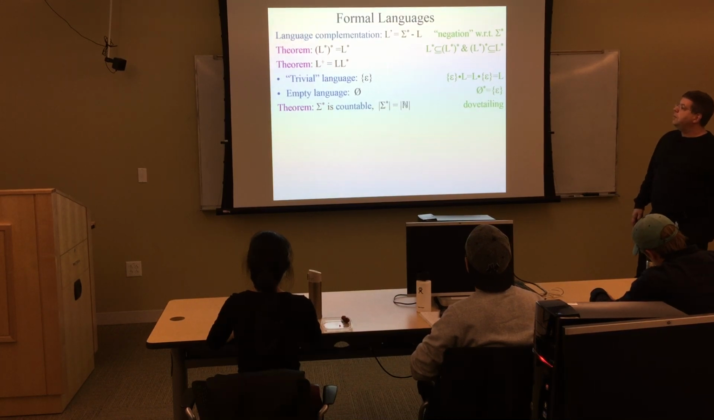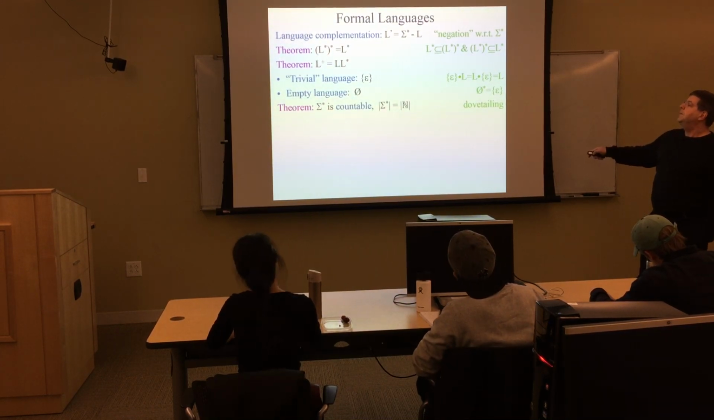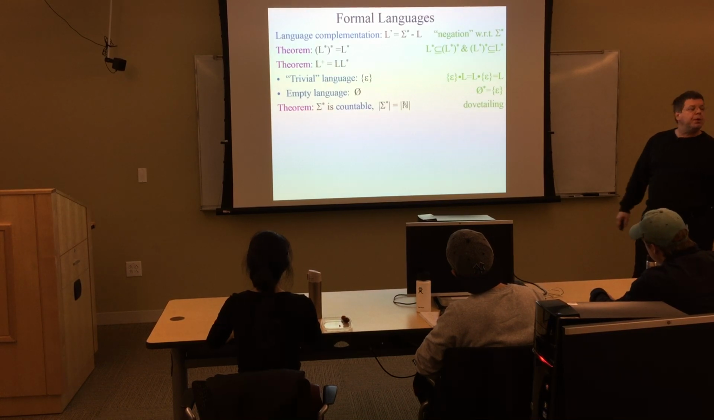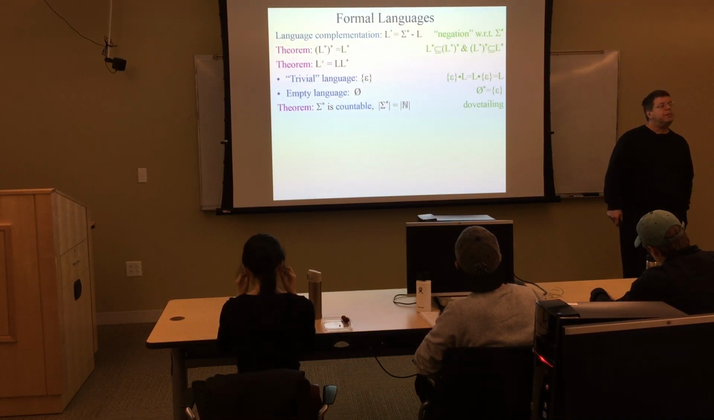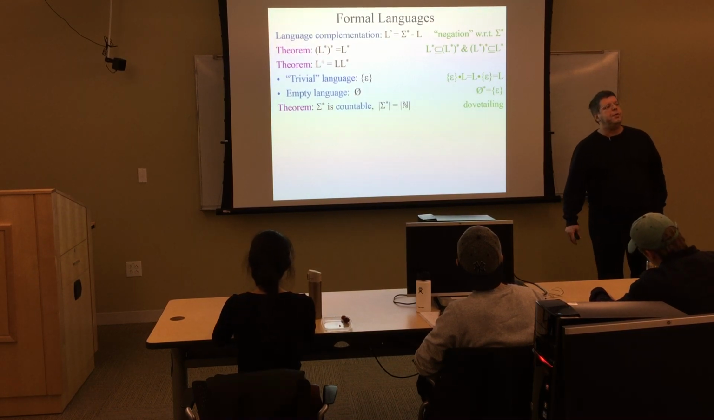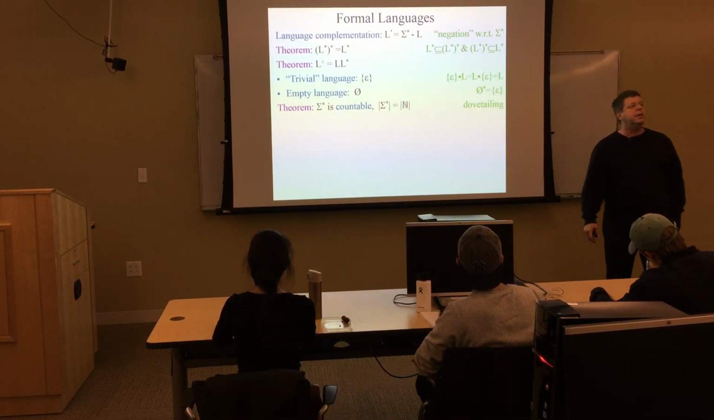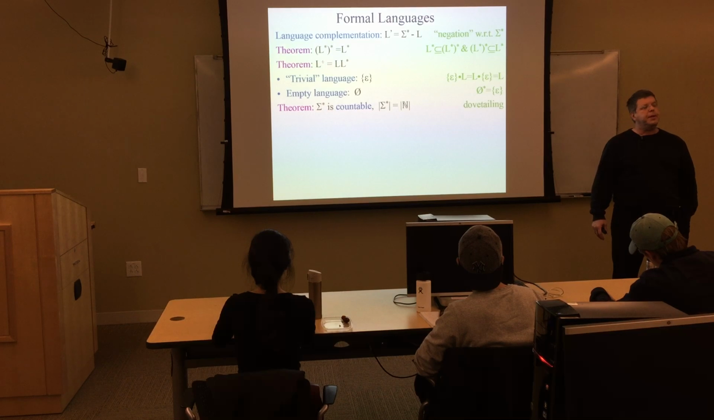Sigma star is countable. Its cardinality is the same as that of the natural numbers. How would you count sigma star? How would you map sigma star to the natural numbers? At this point, it should be a few seconds. Not a very long process of thinking about it.